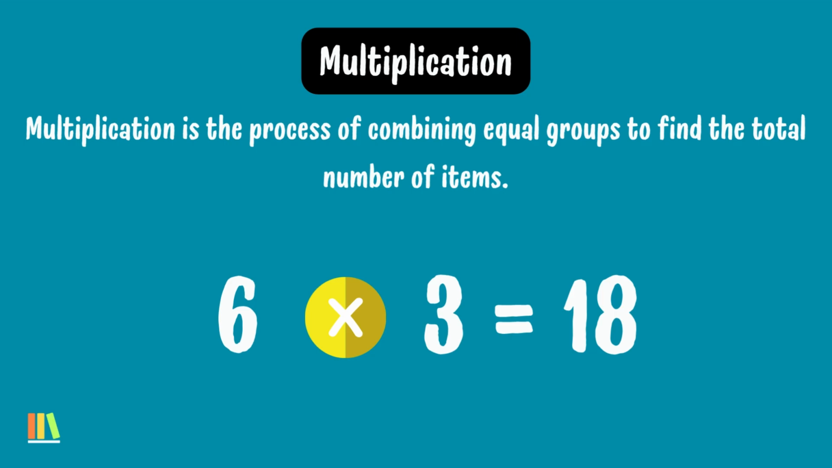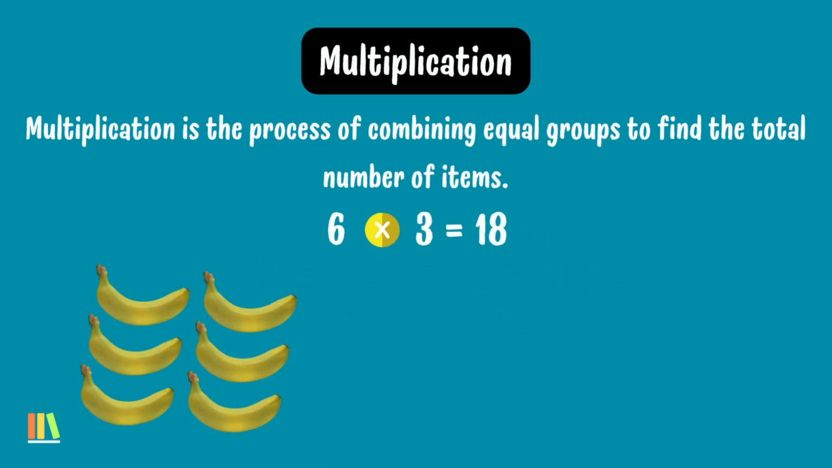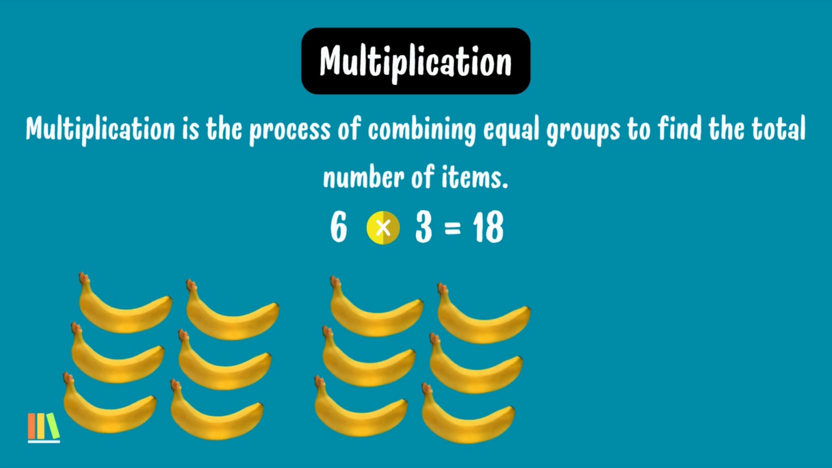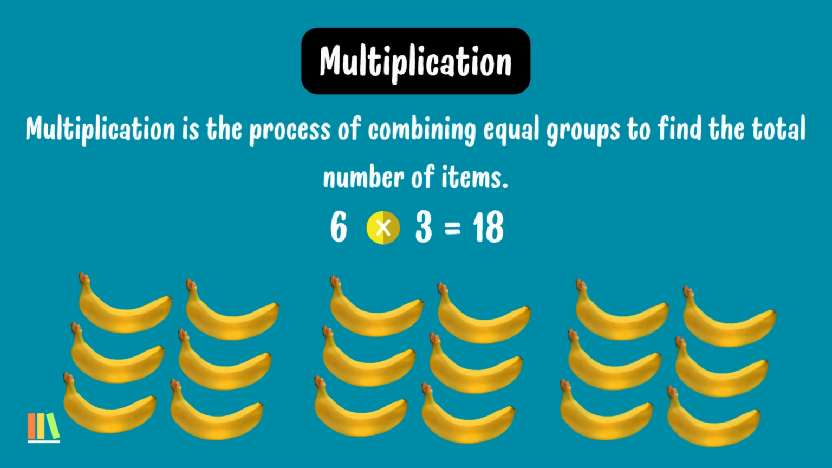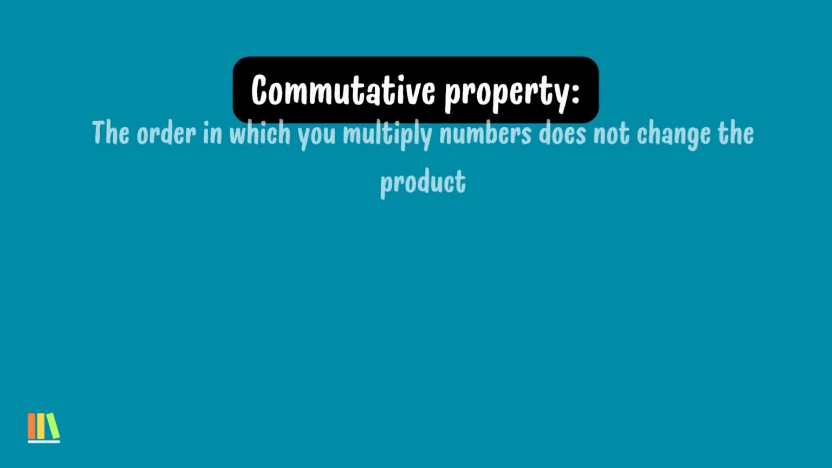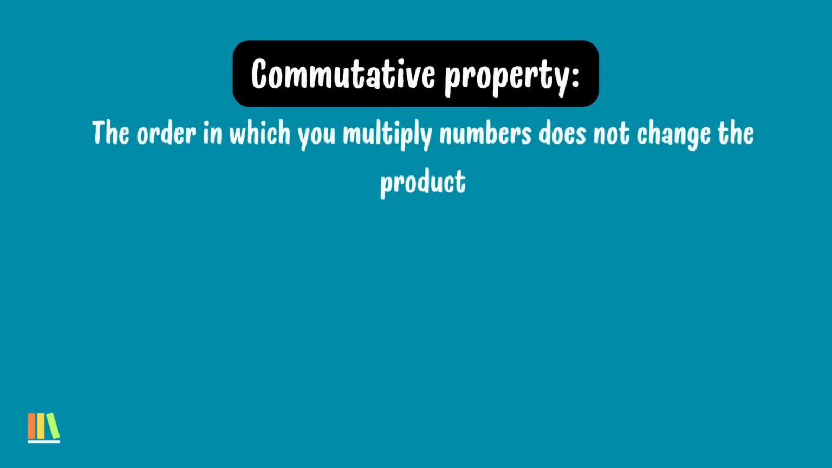Example, 6 times 3 totals 18. When you multiply 6 by 3, you are adding 6 3 times, resulting in 18. There are different properties of multiplication. First one being commutative property. The order in which you multiply numbers does not change the product. Example, A times B totals the same as B times A.